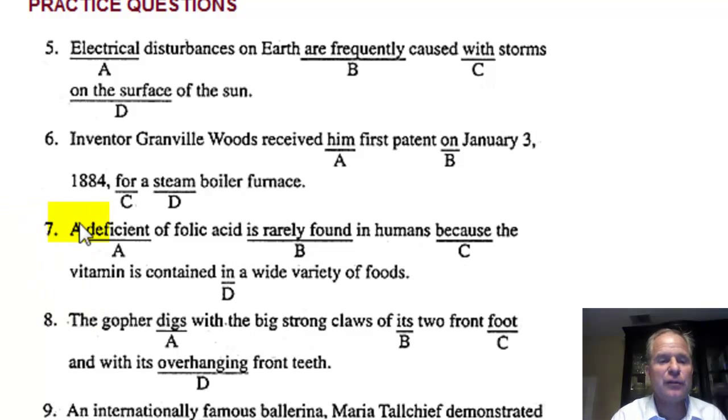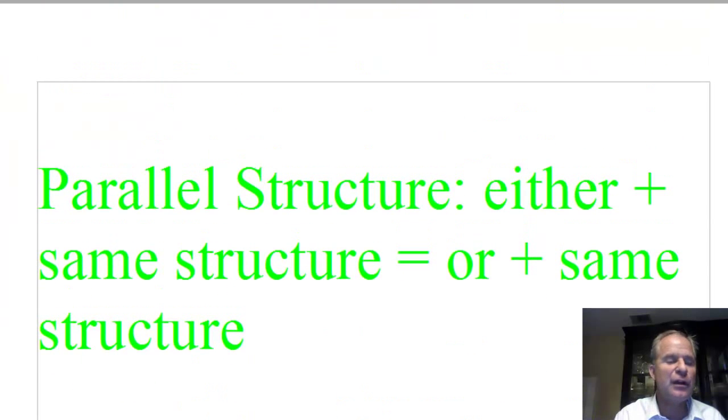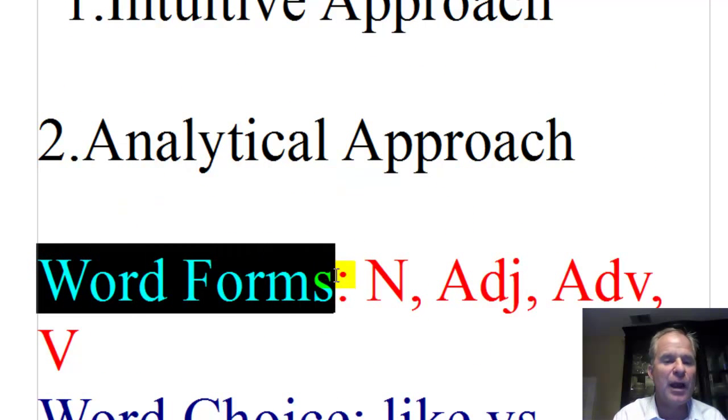So, in this case, the word deficient is incorrect. Why? Because deficient is an adjective. That's why we need to use a noun, because it says a. So deficient has to be changed to deficiency. A deficiency of folic acid is rarely found in humans because. Now that's what I'm talking about. This is what we just saw, deficient, changing it to deficiency. This is called a word form error.